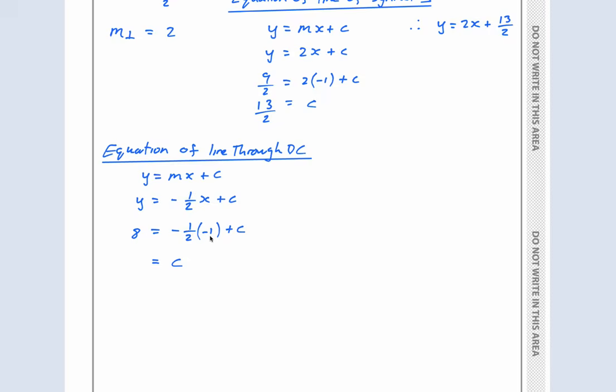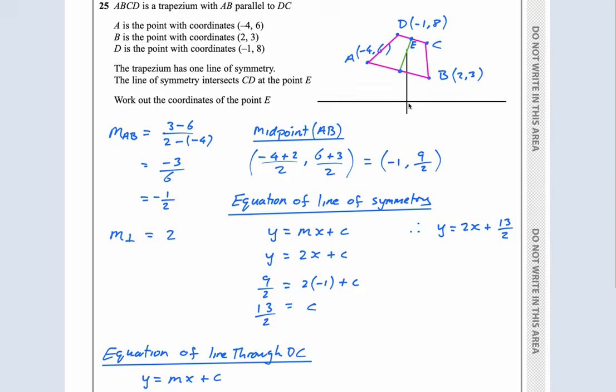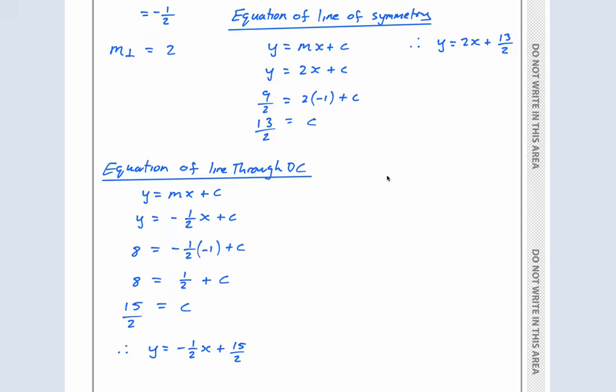Sorry, before I make a mistake, this is 8 equals 1 over 2 plus c. So c is 8 minus 1 over 2, which is 16 over 2, minus 1 over 2, which is 15 over 2. So the equation of the line through DC is y equals minus a half x plus 15 over 2. Okay, so now I have the equation of the line of symmetry, I have the equation of DC. To find E, I just need to find the intersection. So the intersection of these two lines. So let's write it here as intersection.